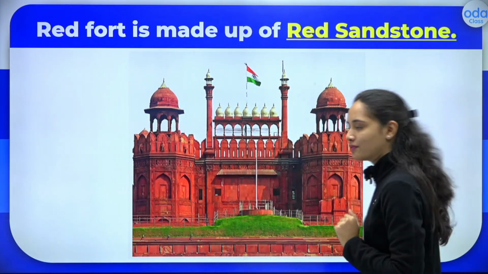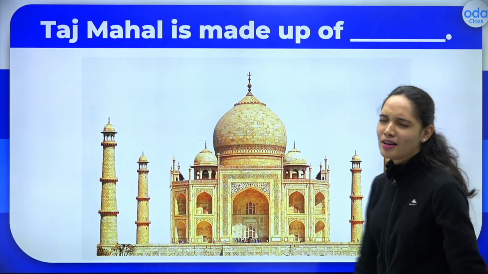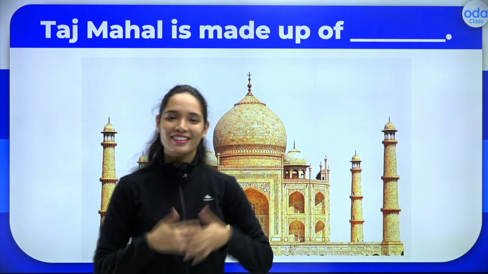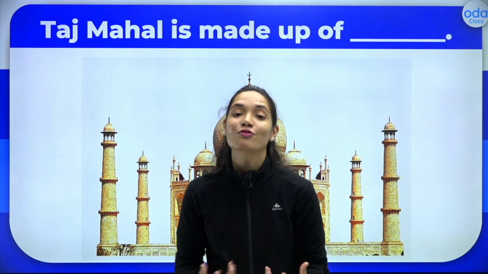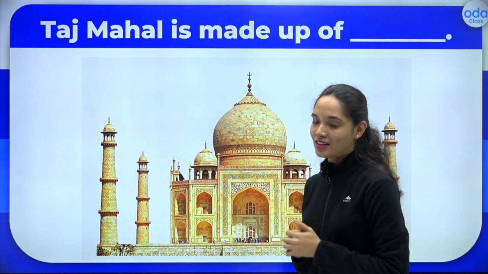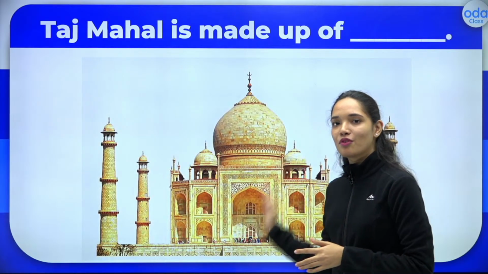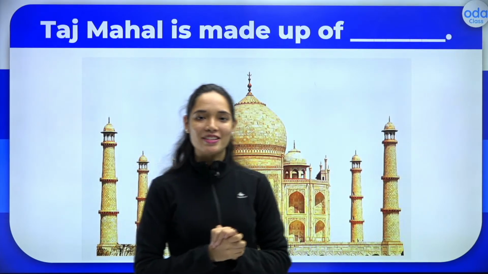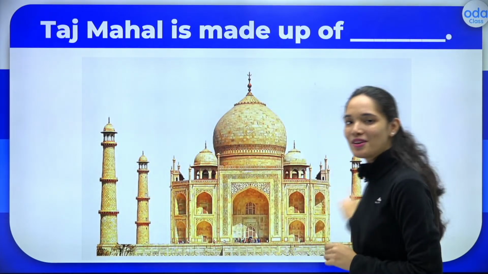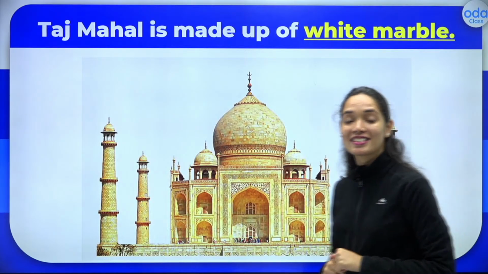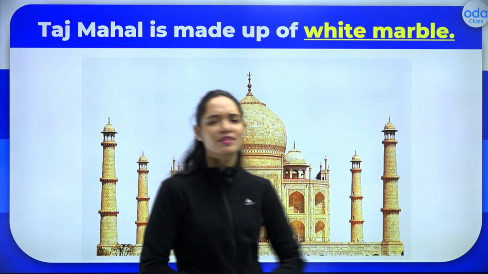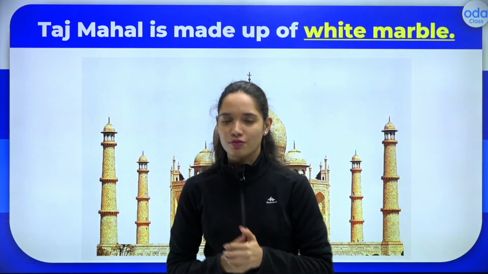Now you must have seen this amazing structure, Taj Mahal, right? This Taj Mahal, which is world famous, which is there in Agra. Can you tell me what is Taj Mahal made up of? Which material, students? Very easy one. That's a good response from your end. This is made up of white marble. What are these? These are nothing but different forms of rocks.